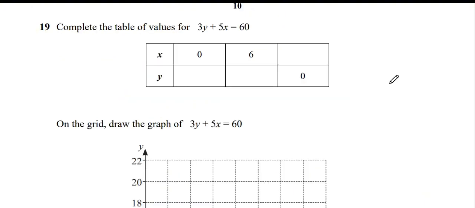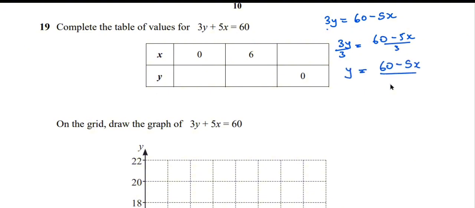Now the next question is on the graph of a simple equation, a linear graph. We are asked to draw the graph of that. The first thing to do is to complete the table. The best thing to do is to make y the subject of the formula. That will make the work a little bit easier. If I have 3y equals 60 minus 5x, then divide both sides by 3. I'll have 3y over 3 equals 60 minus 5x over 3. So y equals 60 minus 5x all over 3.